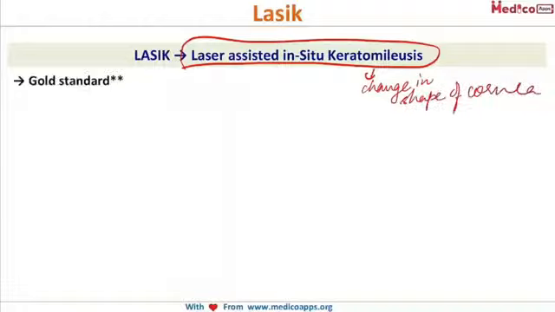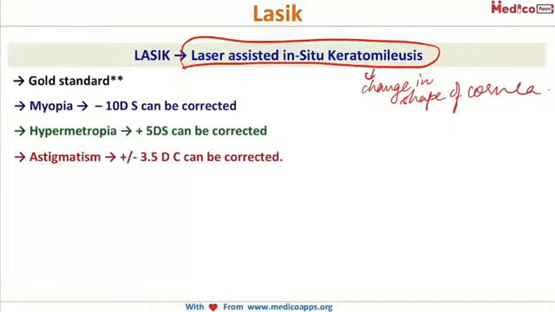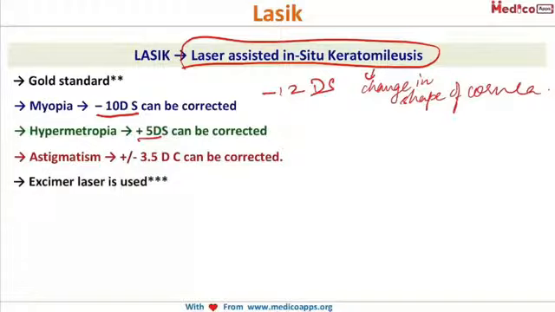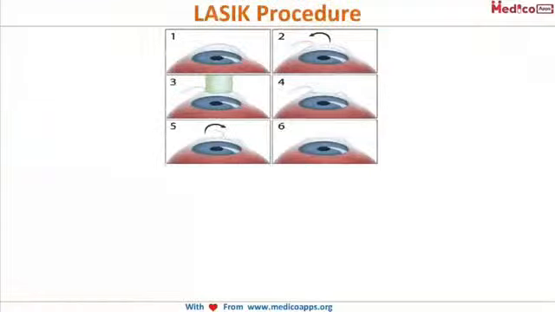Okay, it is a gold standard procedure and it can correct myopia up to -10 diopters. It's an average. Sometimes it can correct up to -12 diopters also. Hypermetropia up to +5 diopters and astigmatism plus or minus 3.5 diopters. So 10, 5 and 3.5. Okay. Here also the most complicated and sophisticated excimer laser is used. Now let's look at this procedure.